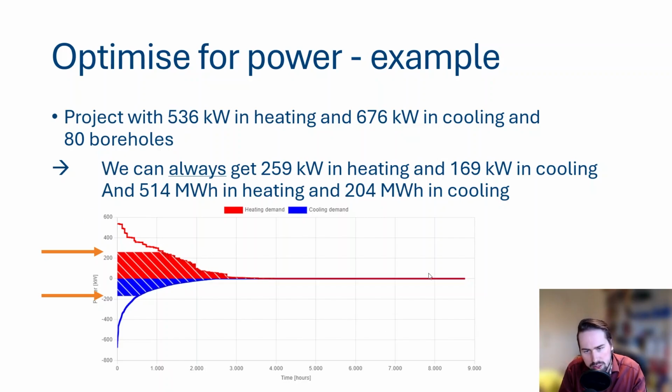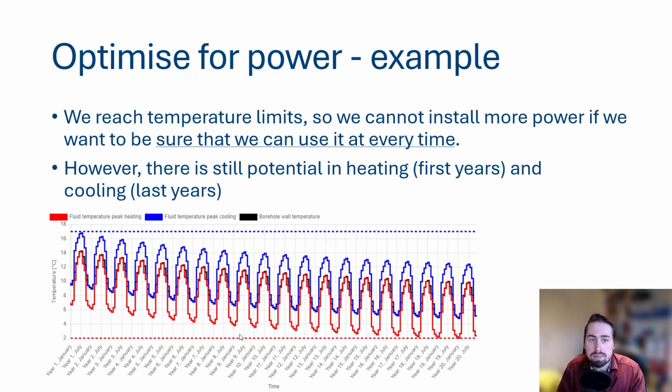So we have the load duration curve of the building, and the hatched area is the share the geothermal borefield can play when we optimize for power. So when we do the optimization of the previous slide, we know that we can always get 259 kilowatts in heating and 169 kilowatts in cooling. And that gives us the temperature profile we saw earlier.